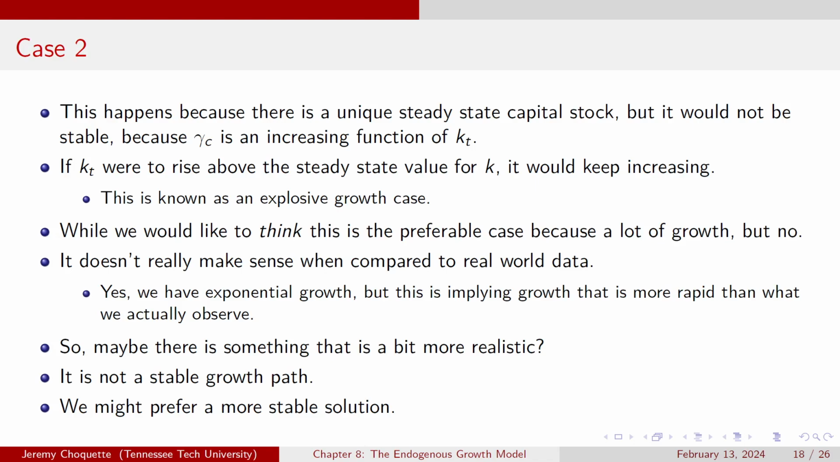Now, you'd like to think this is preferable because you get a lot of growth, but no, because it doesn't really make sense when we compare it to real-world data. Yes, we have exponential growth, but the growth in this model would be more rapid than even what we actually observe. So is there something a bit more realistic? Because here we don't have a stable growth path. We want a stable solution. We don't just want a flat line, but we want it to be stable.